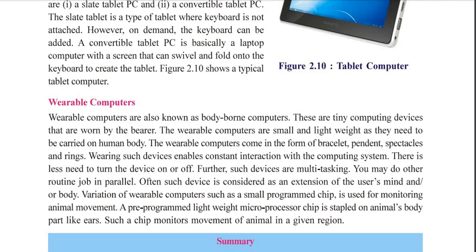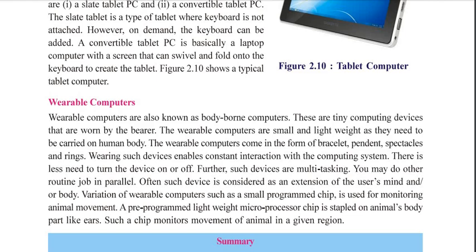Now one of the best examples is this small device that we wear, the Apple Watch or Mi Watch. It calculates the movement of our body, how many steps you have walked. So it depends on the human body. It is a very small example, it is not a wearable computer, but it is a small example to relate to the movement of a human body.